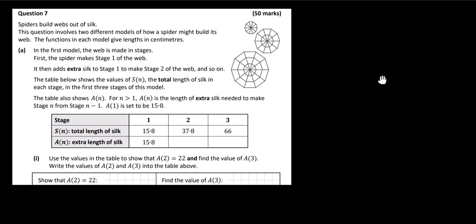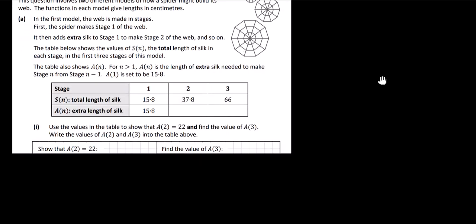Use the values in the table to show that A2 is equal to 22 and find the value of A3. Write the values of A of 2 and A of 3 in the table above. Show that A of 2 is equal to 22. Find the value of A of 3.